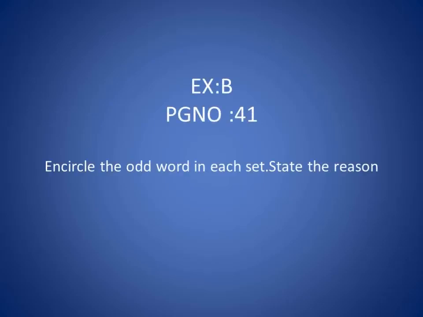Okay, children, now we are going to today's last exercise, page number 41, exercise B. Encircle the odd word in each set, state the reason. So here a set of 4 words is given. You have to find out the odd word, the word which is not included in that group, and why it is not included in that group. That reason also you have to mention. So let us go to that exercise.